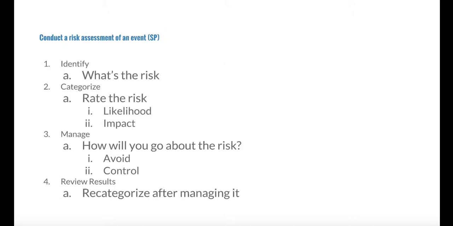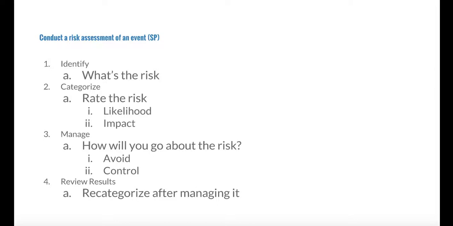Conduct a risk assessment of an event. Risk assessments can be conducted in many different ways, but a general process is this four-step process that you see on the screen, and it begins by identifying the risk. So specifying what exactly the risk is so that you know what you're managing and what you're trying to deal with. Categorize the risk, so you can rate it based on its likelihood and its impact.